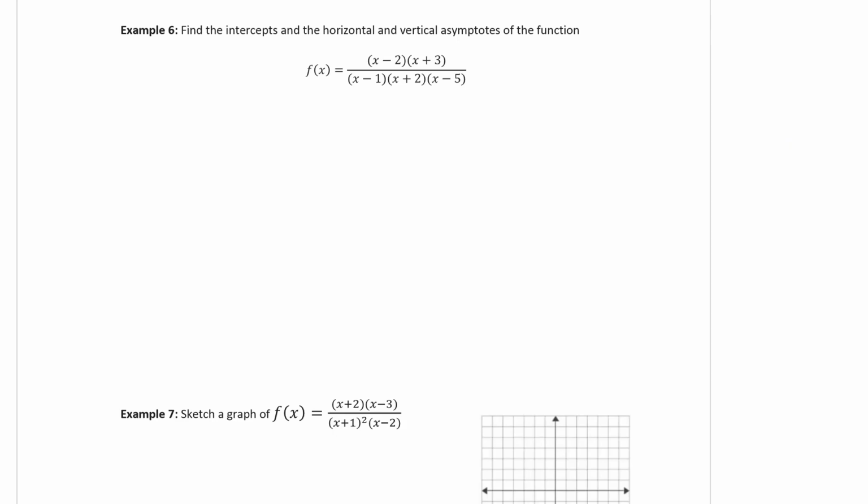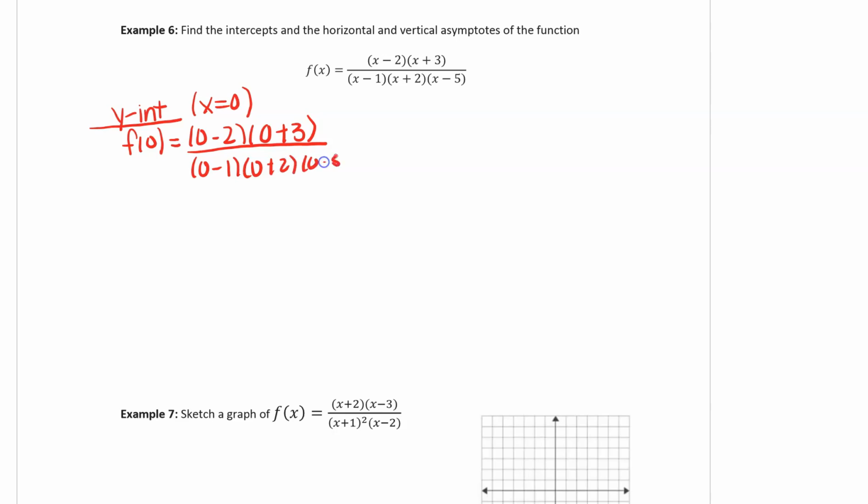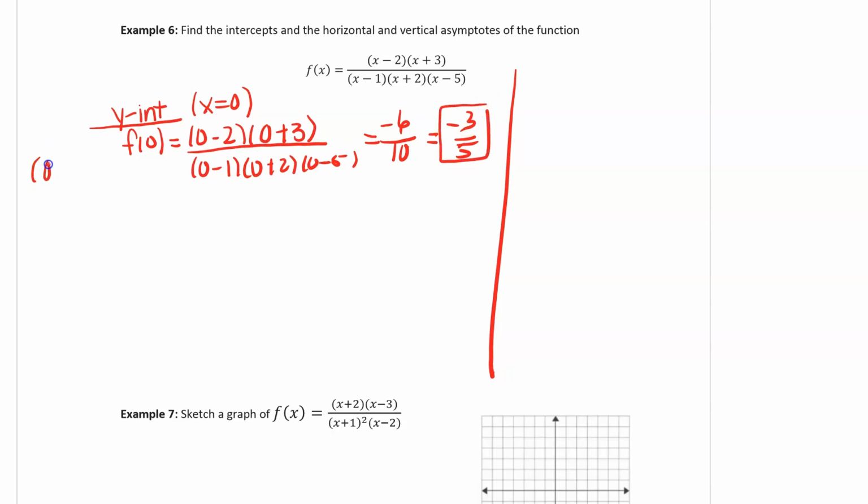So first thing we're going to do is find our intercepts. I'm going to find my y-intercept. In order to find my y-intercept, I'm going to let x equal 0, so I'm going to plug in 0 over there. F of 0 is equal to (0 minus 2)(0 plus 3), all over (0 minus 1)(0 plus 2)(0 minus 5). Cleaning that up, that gives me negative 6 over 10, so negative 3 over 5. And so there's my y-intercept, at 0, negative 3 over 5.